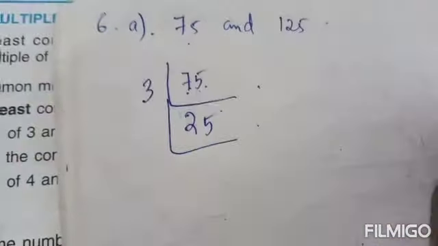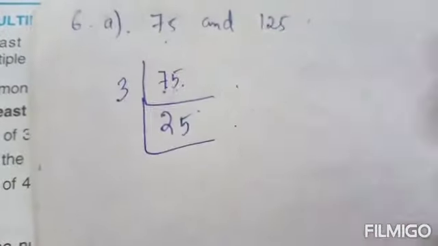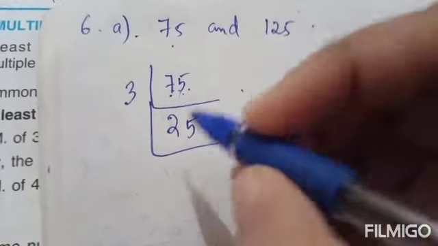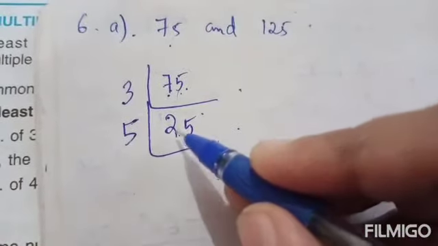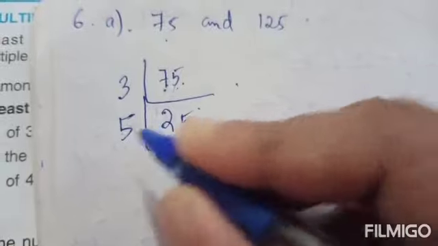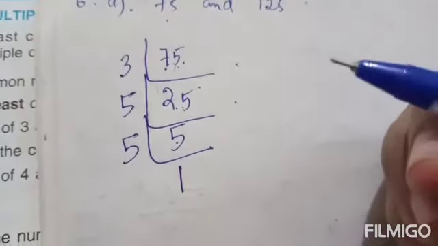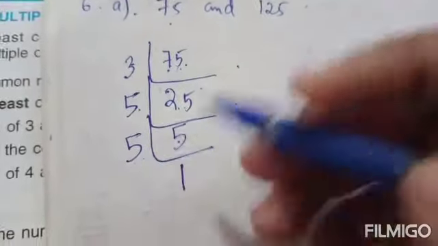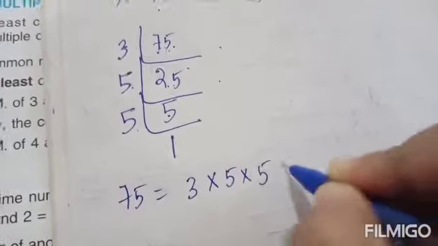25. Okay. Now 25. Find a prime number with which 25 is divisible. So, 2 you can't take, 3 also you can't take, 5 you can take. Okay, 25 is divisible by 5. So, divide 25 by 5. So, you know 25 by 5, it is 5. Now, 5 you can divide by 5 only. So 5 divided by 5 you will get 1. So, 75 prime factorization, it will be 3 into 5 into 5. Okay. 75 equal to 3 into 5 into 5.